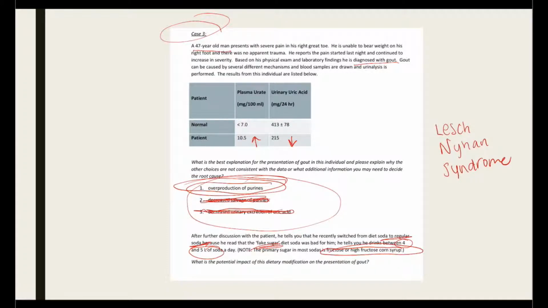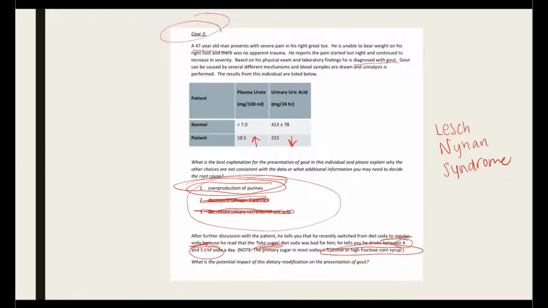However, the overproduction of purines is supported, especially if we take into account that the patient is consuming between 4 to 5 liters of regular soda a day. The explanation as to why this is correct will also help answer what impact this action could have on the presentation of gout. So as mentioned, the primary sugar in most sodas is fructose or high fructose corn syrup, and this would cause an increase in the uric acid levels, especially when you compare it to when he was just drinking diet soda. Fructose is a natural sugar that gets metabolized into fructose 1-phosphate by fructokinase.